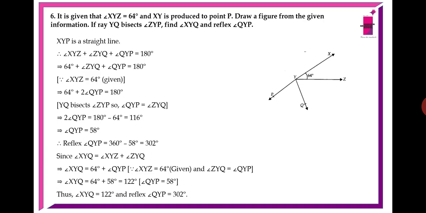Now we are going to find out angle XYQ. Angle XYQ equal to XYZ plus ZYQ. Already it is given that QY is a bisector, so ZYQ and QYP are equal. So in place of ZYQ I can take QYP. So angle XYQ equal to 64 degrees plus angle QYP. If you substitute the values, XYZ is 64 and QYP is 58, the sum of both angles is 122. So angle XYQ equal to 122 and reflex of angle QYP equal to 302.